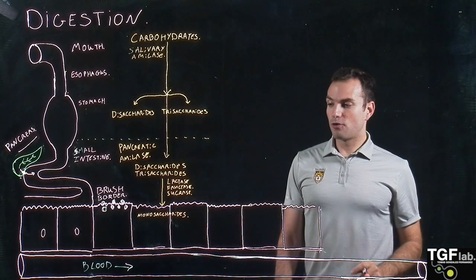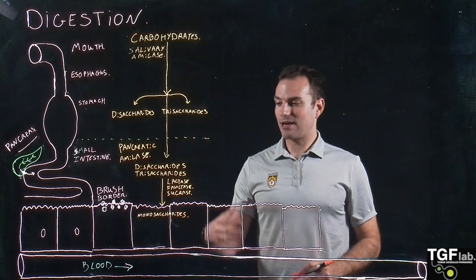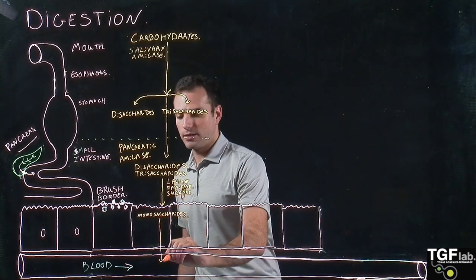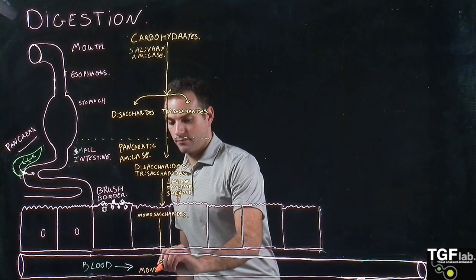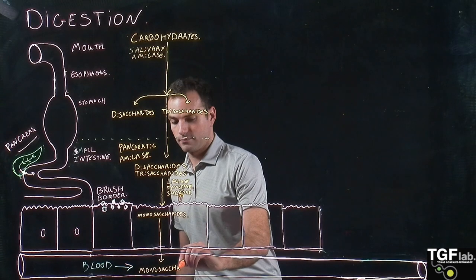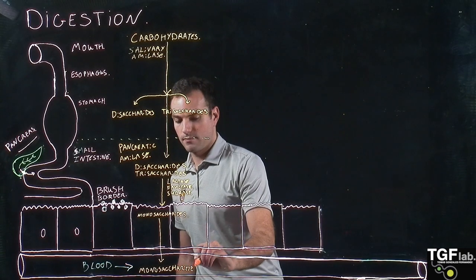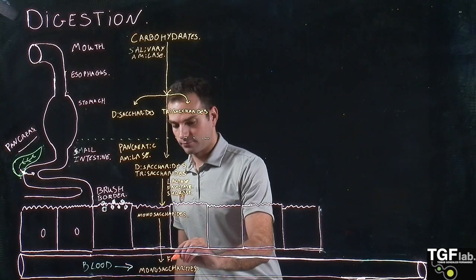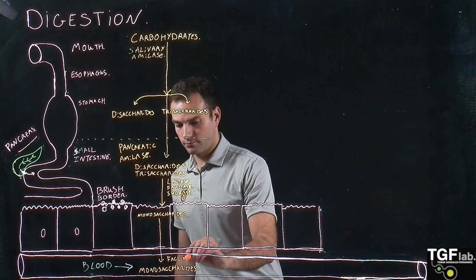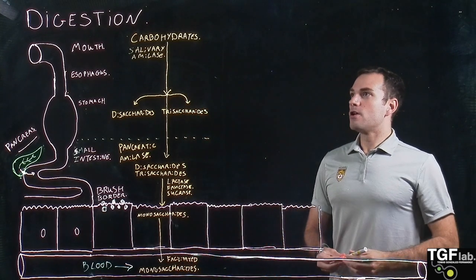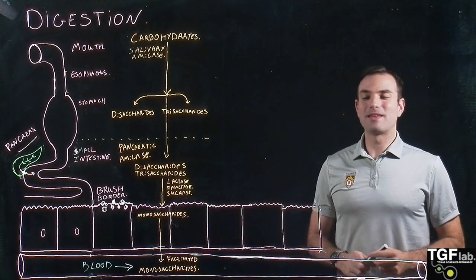Okay, so then these monosaccharides here in the cells, they're going to travel into the blood through the process of facilitated diffusion. Okay, cool. So let's move now to the lipids.